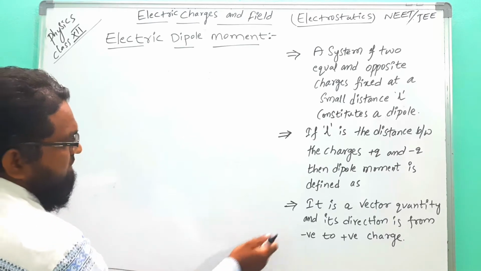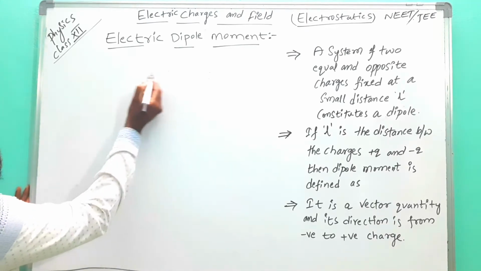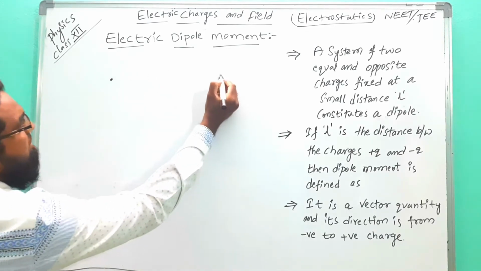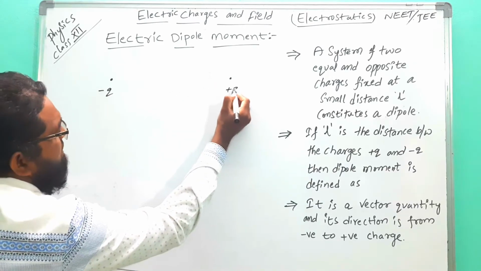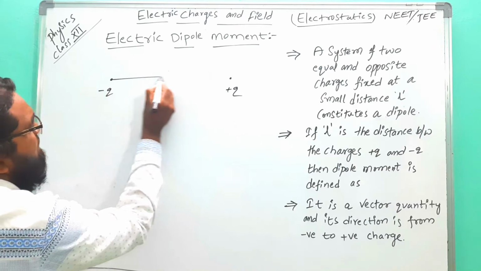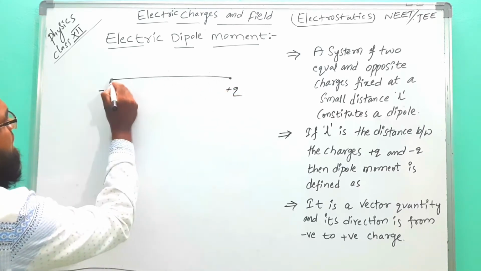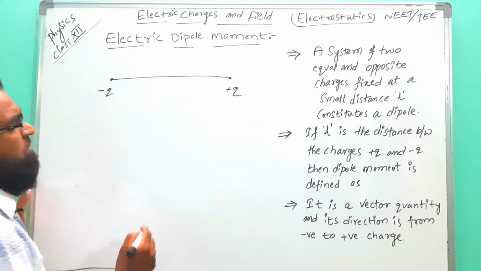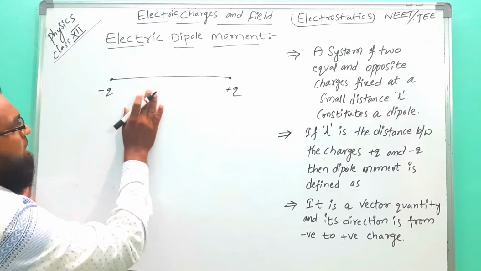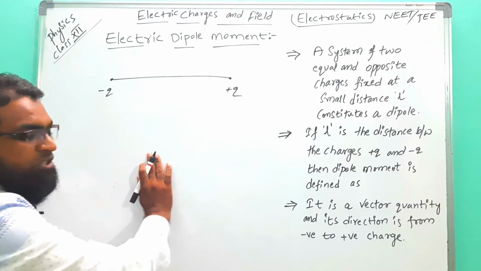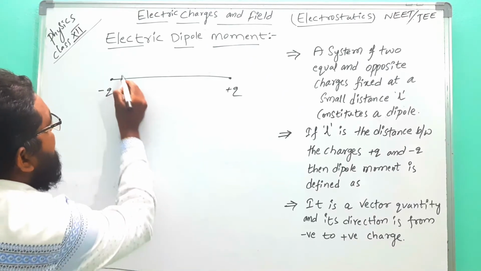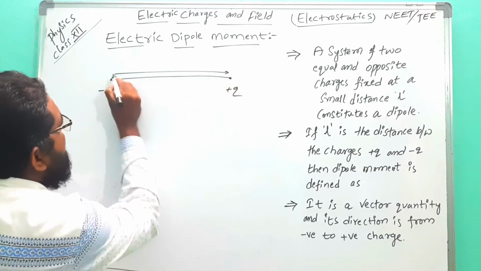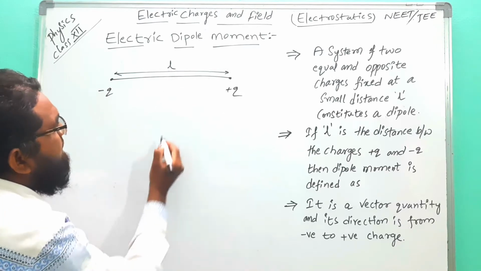So now we will discuss the vector form. See, for example, here two charges are there, students. Here a negative charge, and the second one is a positive charge. Both are opposite, so they attract each other. So these two charges have a distance between them, the length L.